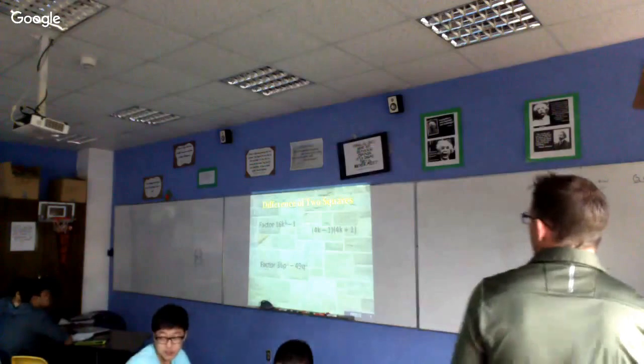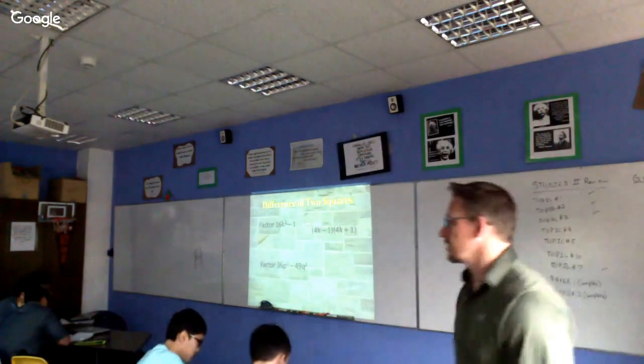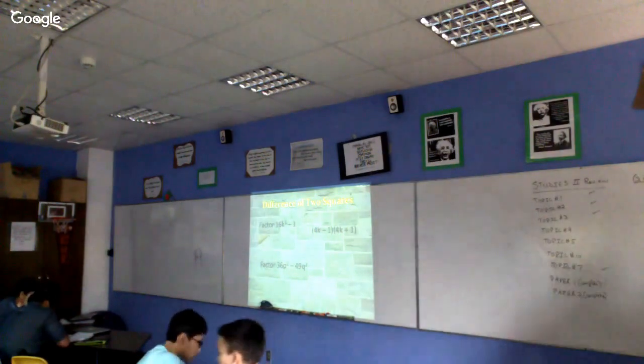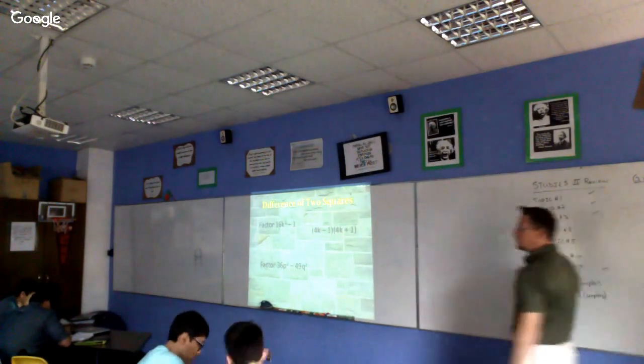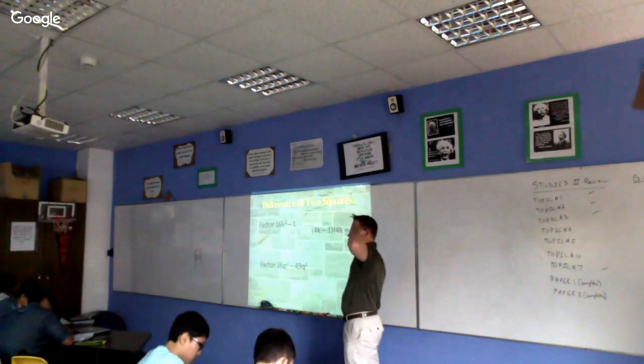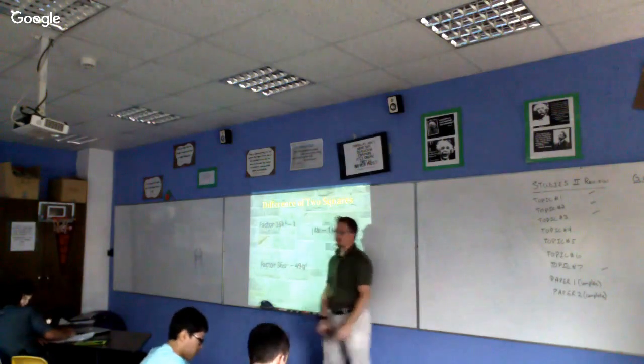Okay. 36p squared minus 49q squared. It's getting hard. Is there a GCF? No. So it's a difference of 2 squares. Factor.